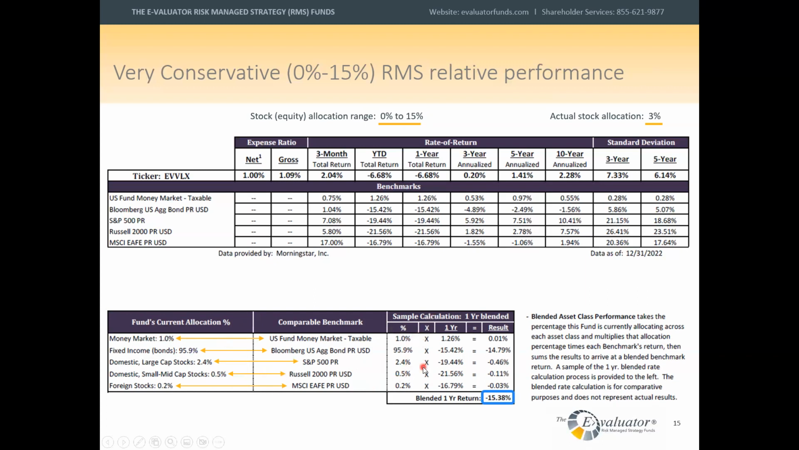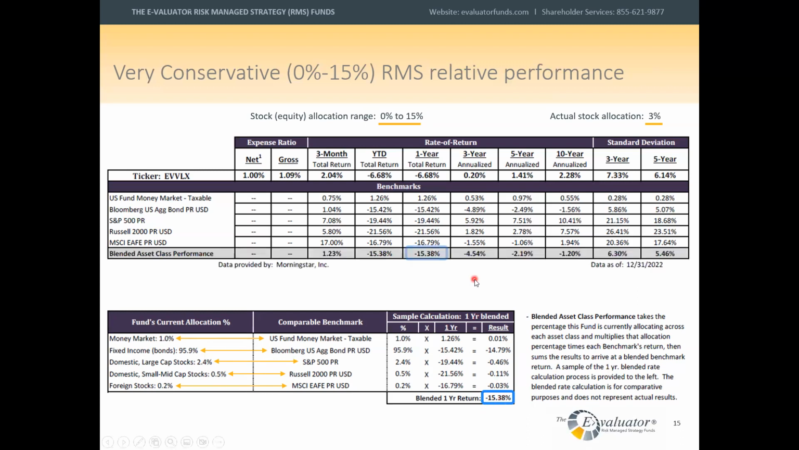We'd multiply that times the 1-year return of each benchmark, which you can see the 1-year return up here mirrors this. And then we would total that up. So we know that if we were to have just allocated the same amount into money market, bonds, large, small stocks, and foreign stocks, that the blended rate would have been about a minus 15.38. Well, that's what the blended asset class performance line, this gray line, represents.